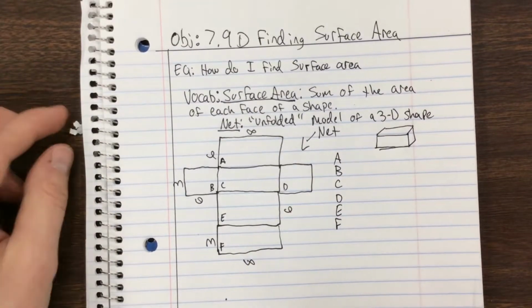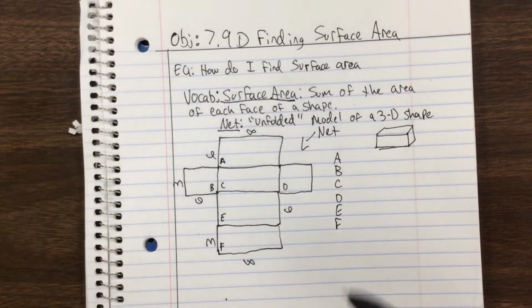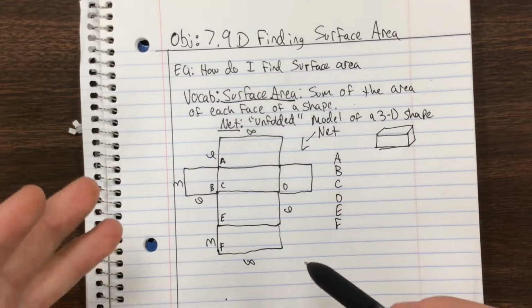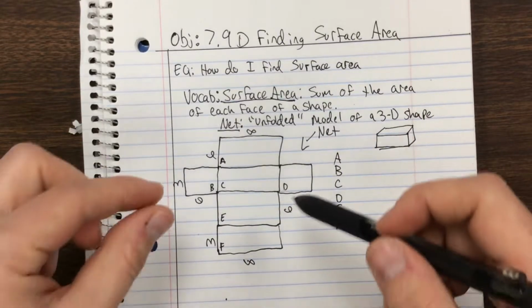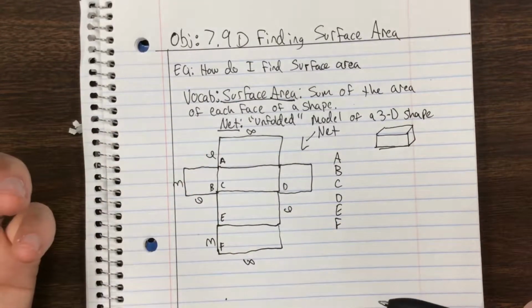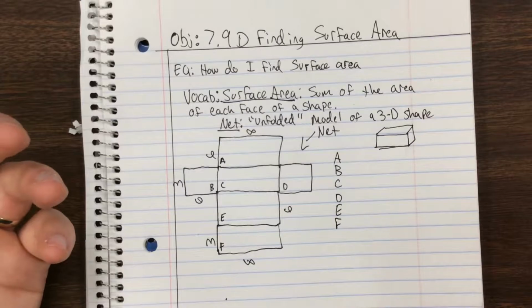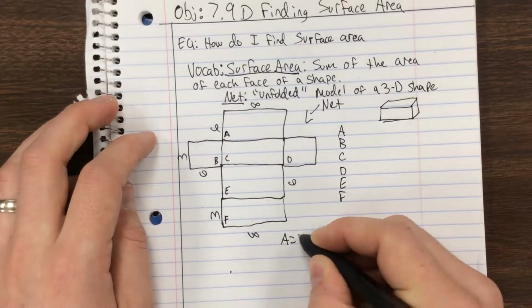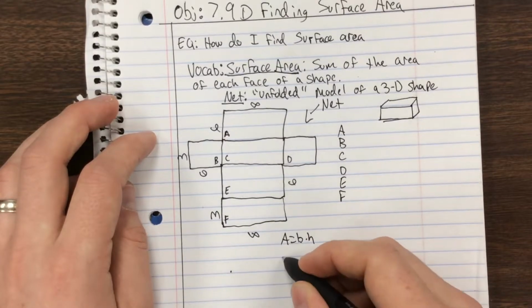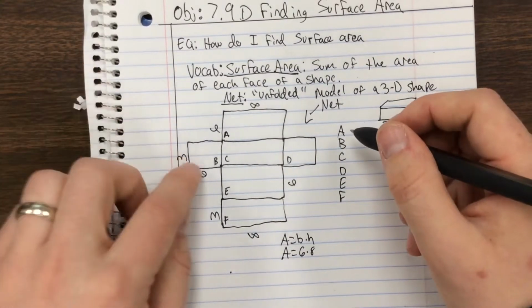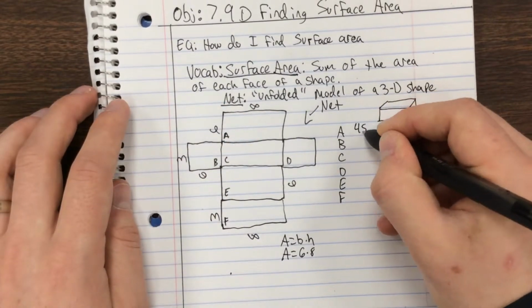Now we're going to look at this total 3D shape unfolded in a net and see what the area is for each face of the shape. So this is a 6, this is an 8. To find the area of a rectangle, we do base times height, right? So area equals base times height. Plug in the numbers, and area is 6 times 8. So 6 times 8 is 48. So A is 48.